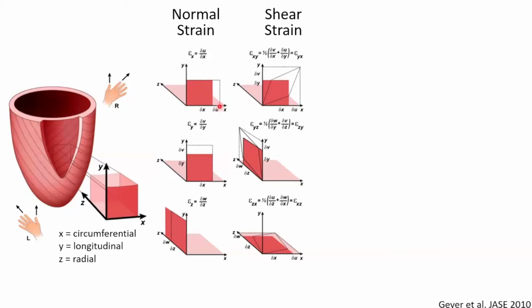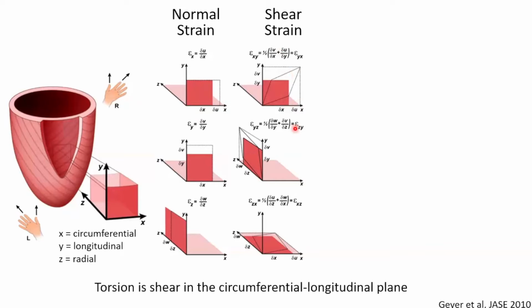of the wall. There's also something called shear strain, which is actually sort of a sideways movement. So if you were sliding this box, this red box, along that plane into this dotted line, this is shear strain. It's sliding of one plane over another. And in the circumferential and longitudinal planes, shear strain is also known as torsion. So these are all the different ways.